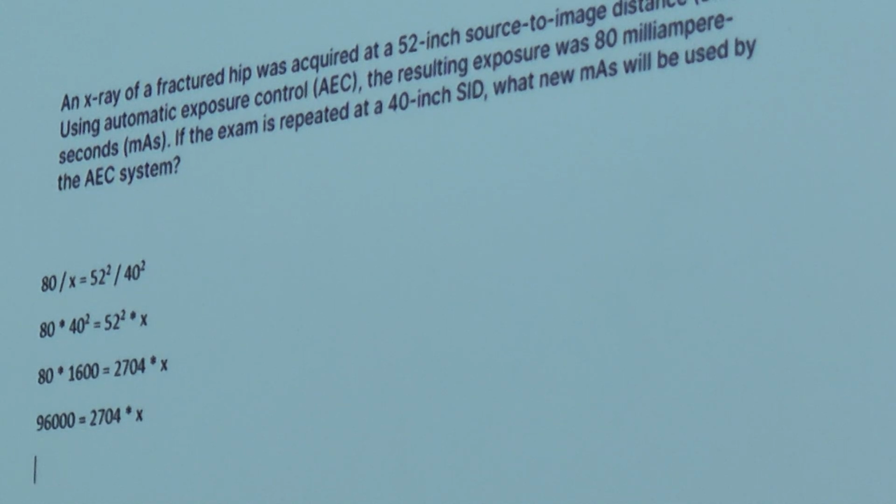Did you do that in your head, Mr. Fong? 80 times 1,600? Yep, it's just 8 times 16. So, all right, what do we do from here? Divide both sides by 2,704. Good, divide both sides by 2,704. Well, that's how you get 128,000 divided by 2,704. All right, what's the answer? Okay, hold on. It's not 96,000. It's 128,000. Oh, 128. I didn't get that.